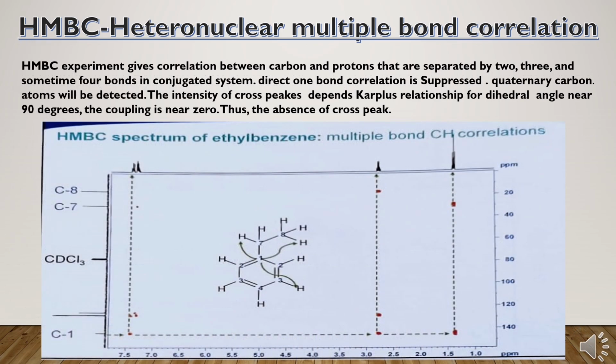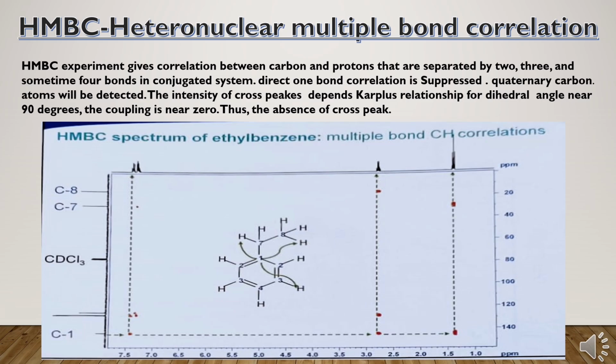The HMBC experiment gives correlation between carbon and proton that are separated by 2, 3 and sometimes 4 bonds in a conjugated system. Direct 1-bond correlation is suppressed. Quaternary carbon atoms will be detected. The intensity of the cross peak depends on the Karplus relation; for a dihedral angle near 90 degrees, the coupling is near 0, thus the absence of a cross peak.